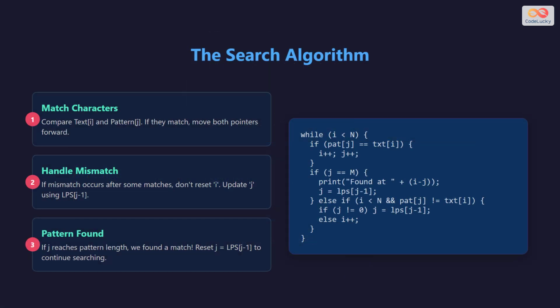Here is the logic in action. We use 2 pointers, i for the text and j for the pattern. If characters match, we advance both. If they don't, we don't move i back. Instead, we move j back to the position indicated by the LPS table. This ensures i never moves backwards, guaranteeing efficiency.